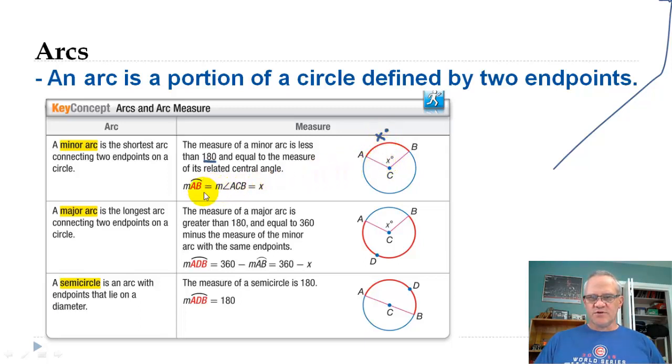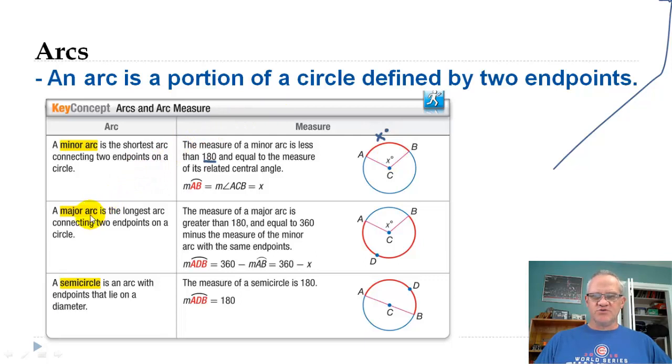Now, if you look over here, see this little curved line over the AB? That's the symbol that shows that it's arc AB, not line segment AB or anything else. The little curved line means it's arc AB. So again, the M is the measure of arc AB. The measure of arc AB would be in degrees, and it would be exactly the same as the degrees of the central angle, okay?